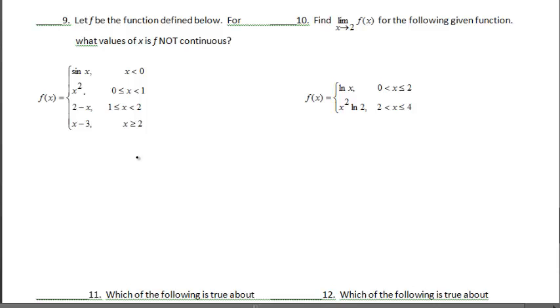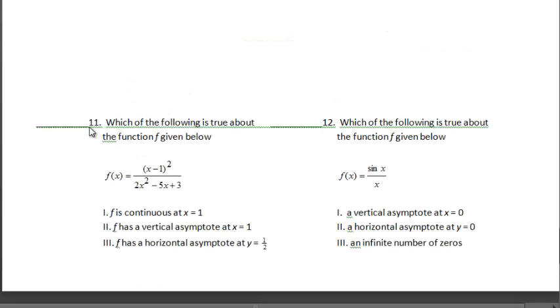All right, let's take a look at 11 and 12. All right, so we have another question about which of the following is true about the function f given below. Okay, for this particular problem, you might be thinking, do I need a calculator? Do I not? Well, it'd be nice to have one, but it's not necessary to have a calculator to answer this question.